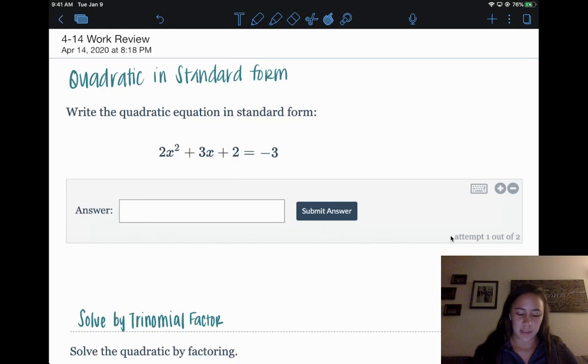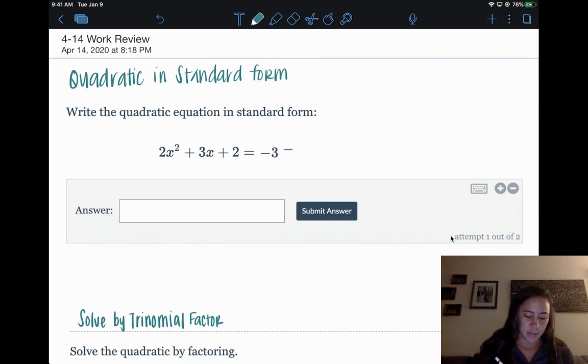Let's go over some stuff that you guys had to do in yesterday's assignment. I noticed that a bunch of you guys had a couple questions and we're getting a bunch wrong. So let's go over some of these questions, what they look like, and how you're supposed to answer them. This first one was writing quadratics in standard form. That was that first section of problems that you guys had on there.